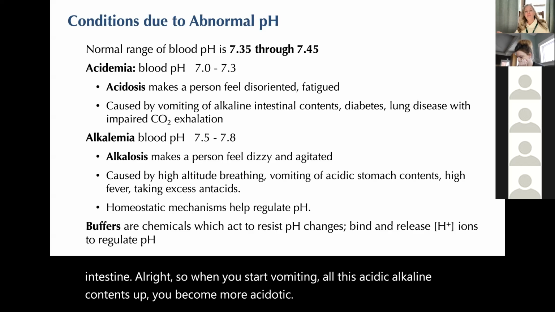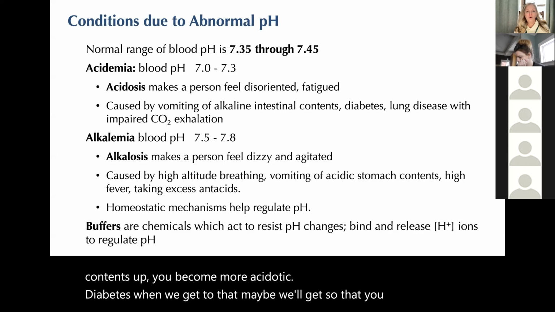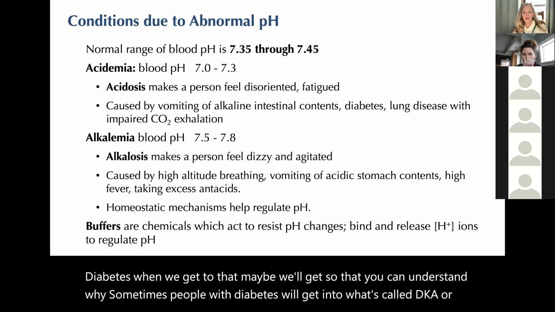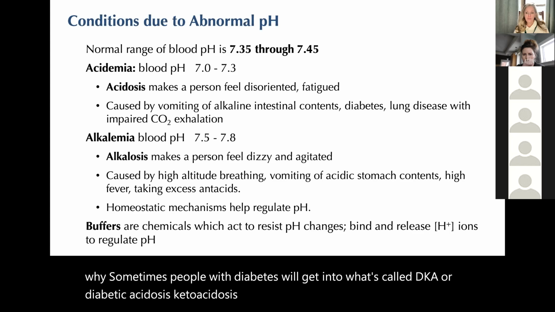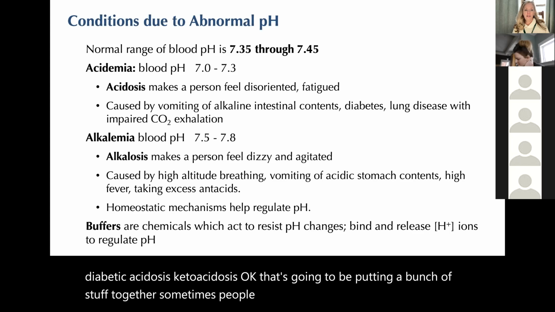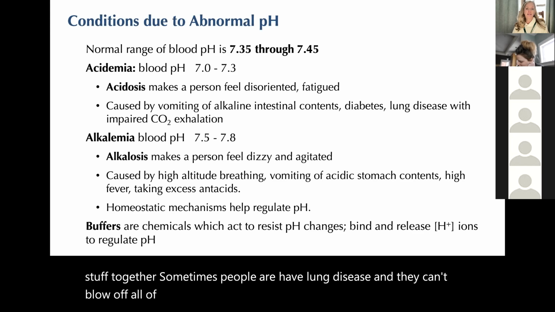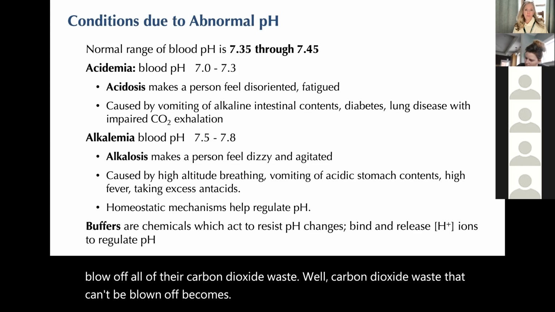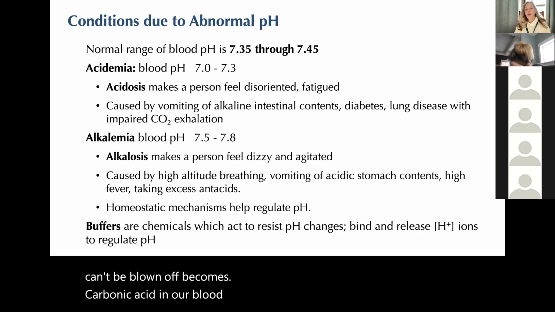Diabetes. When we get to that, maybe you'll understand why sometimes people with diabetes get into what's called DKA, or diabetic ketoacidosis. That's going to be putting a bunch of stuff together. Sometimes people have lung disease and they can't blow off all of their carbon dioxide waste. Well, carbon dioxide waste that can't be blown off becomes carbonic acid in our blood. And so that ends up making us a little acidotic.